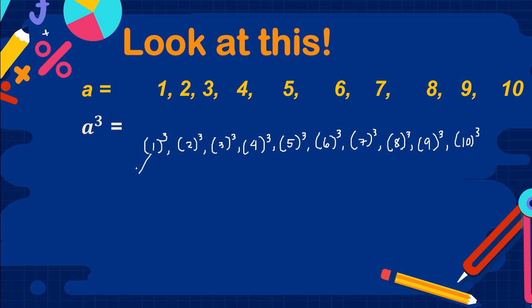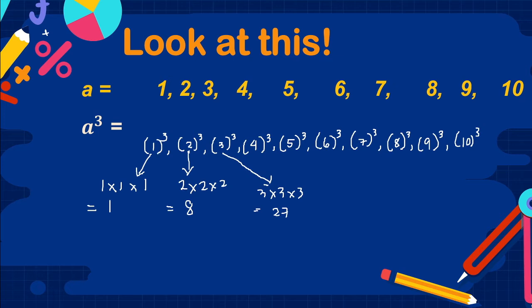So how do we get the value of 1 quantity raised to 3? Let us expand this expression. 1 quantity raised to 3, meaning 1 times 1 times 1. Since the exponent is 3, the answer will be positive 1. If we expand positive 2 raised to 3, we have 2 times 2 times 2. So the answer is positive 8. If we expand 3 quantity raised to 3, that means 3 times 3 times 3. So the answer is 27.